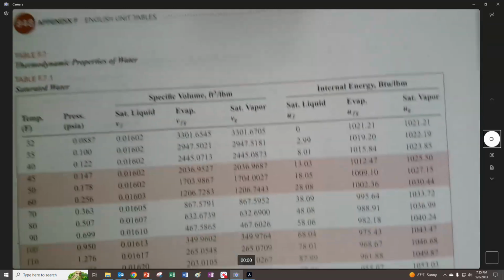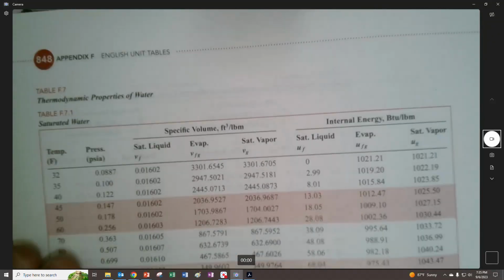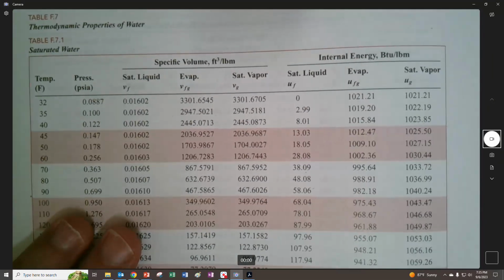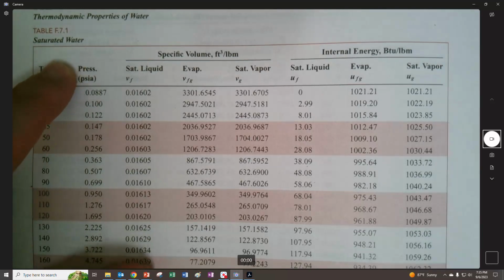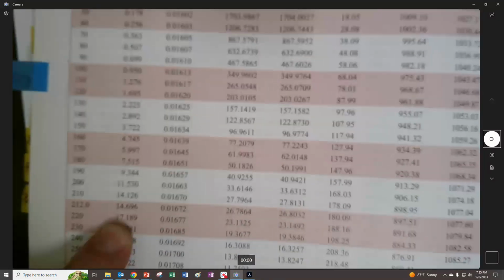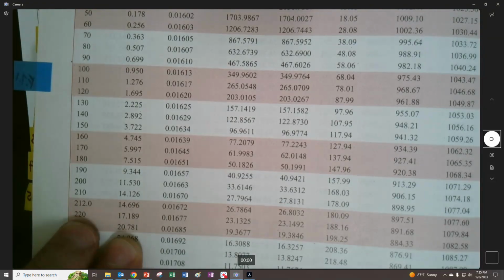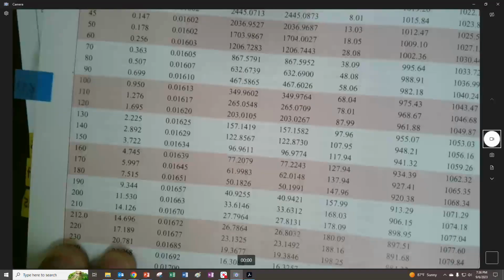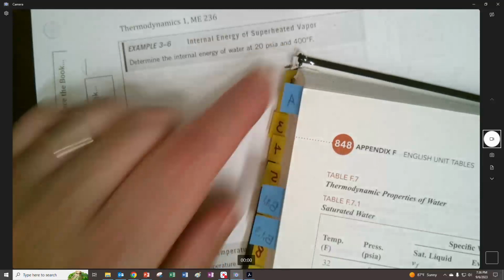If you're looking for Appendix F, I have it tabbed. And we want 20 psi and 400. So let's first look at 20 psi. This one does not have the saturated tables that are indexed by pressure, so you would want to look down and find pressure. There you go. Somewhere around 230 degrees is the saturation temperature, and we have a much higher temperature of 400 degrees, therefore it must be superheated.